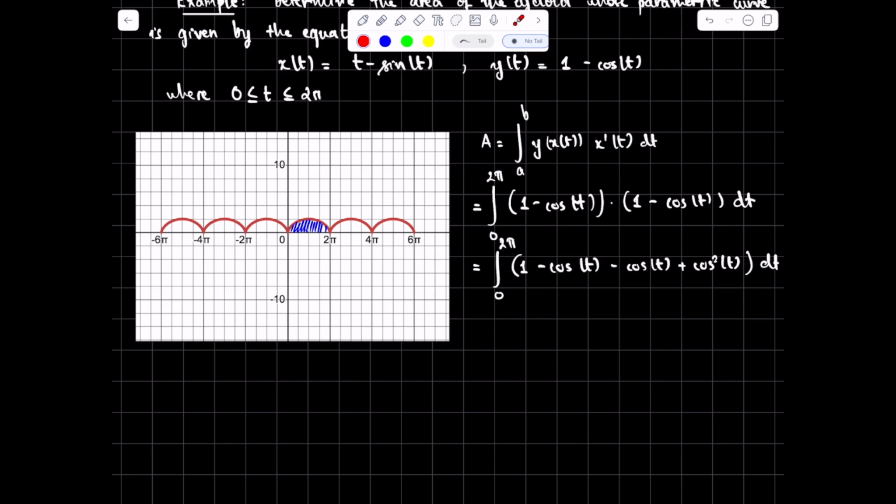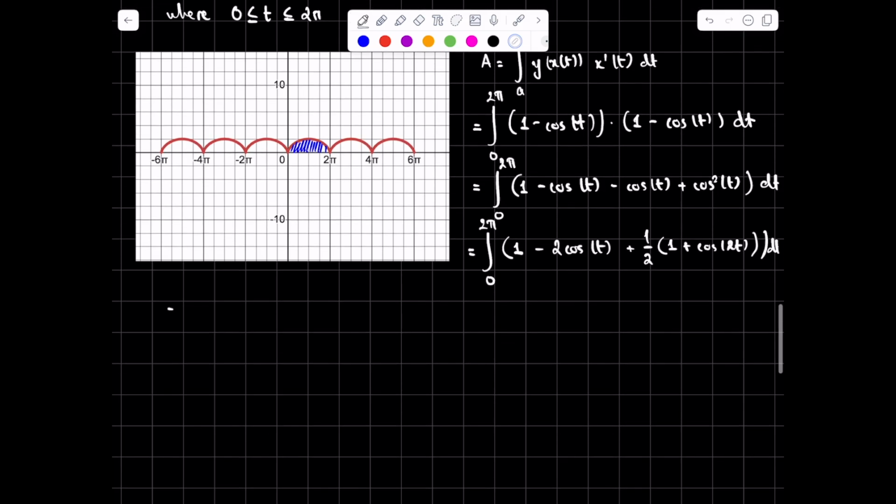You learn in calculus 2, when you evaluate cosine squared of t, it's not a straightforward calculation. You turn cosine squared of t into 1/2 times 1 plus cosine of 2t. That's a double angle formula. So this is equal to the integral from 0 to 2 pi of 1 minus 2 times cosine of t plus 1/2 times 1 plus cosine of 2t dt. And then we continue expanding everything out.